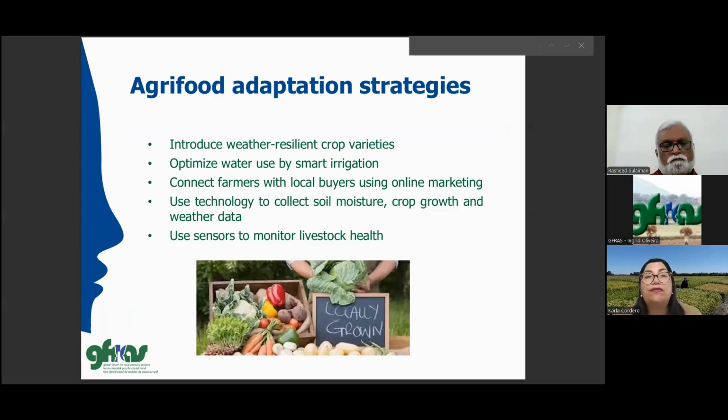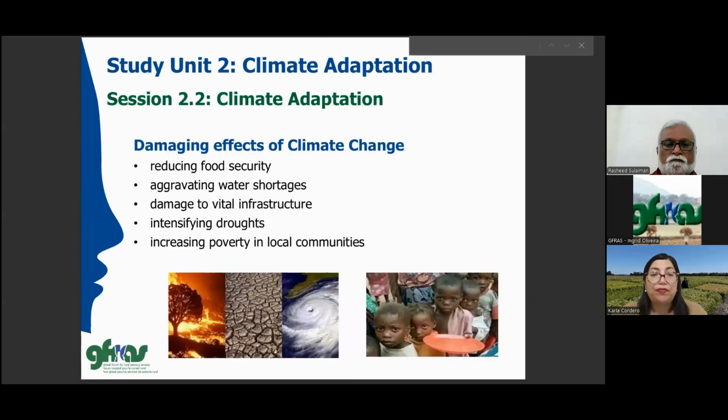We also have the agri-food adaptation strategies, as we mentioned before. In this case, we can introduce water-resilient crop varieties, optimize water use with smart irrigation, connect farmers with local buyers using online marketing, use technology to collect data on the crop and the weather, and use sensors to monitor livestock, for example. One of these adaptations could be producing locally grown food.